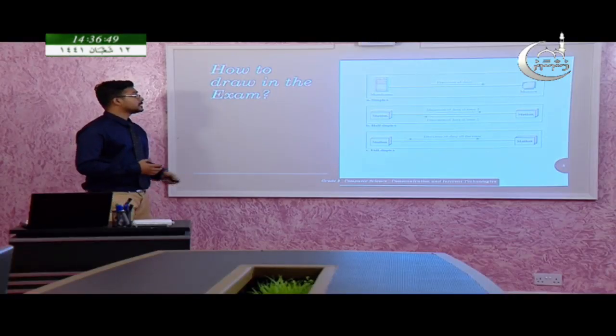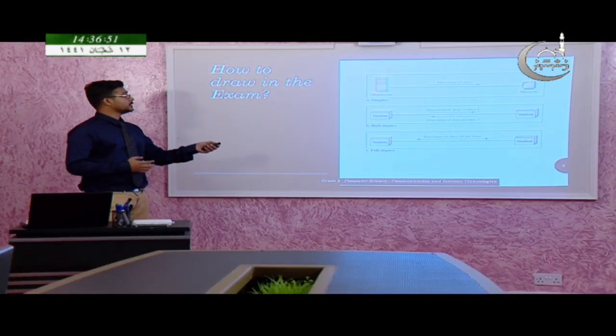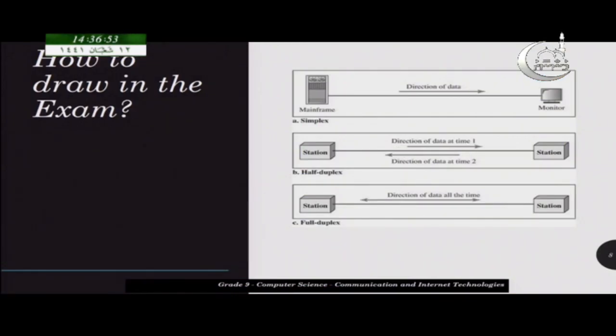So this is the way the communication will be. If you say simplex, it will be only from a mainframe, for example, from a mainframe to a monitor only. That is only one direction. If you say half duplex, it is in both directions, but not at the same time. At T1, you can send from A to B. At T2, you can send from B to A. When you say full duplex data transmission, it can be done in both directions at the same time.